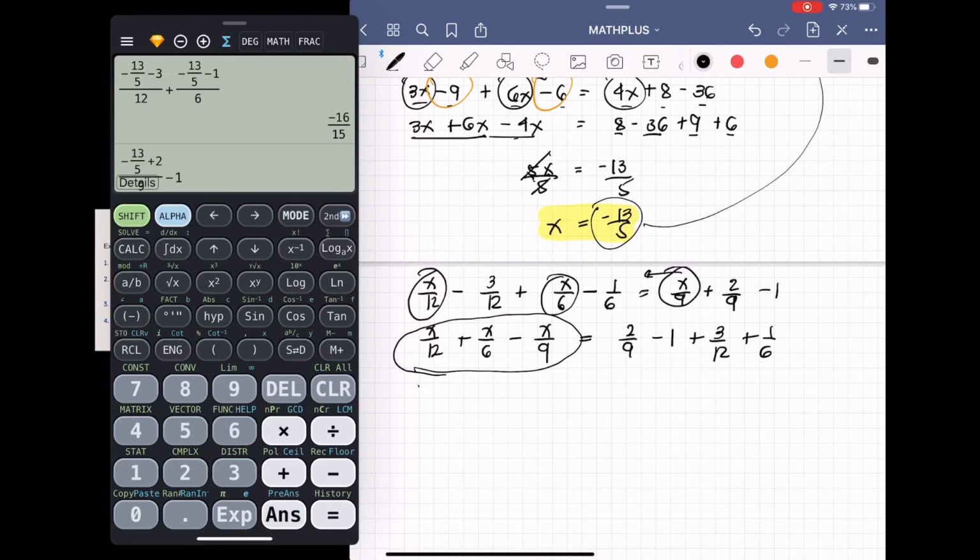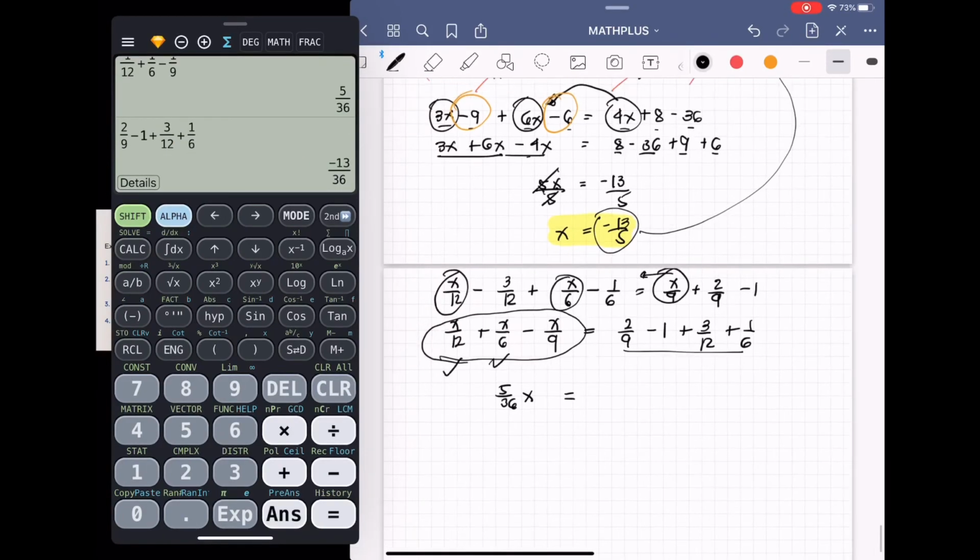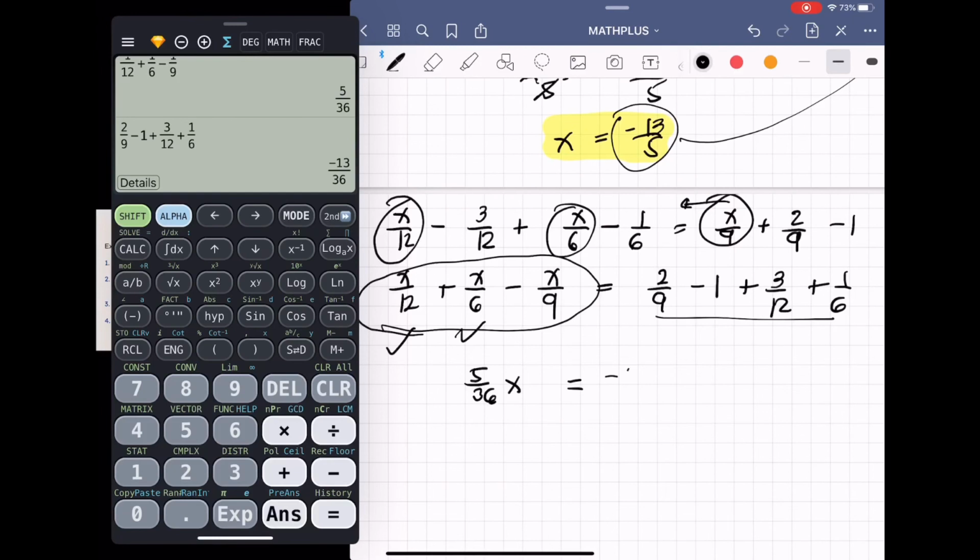So I'll have here 1 over 12 plus 1 over 6 minus 1 over 9. And that will result to 5 over 36x equal to, I'll simplify this, 2 over 9 minus 1 plus 3 over 12 plus 1 over 6. And that will result to negative 13 over 36.